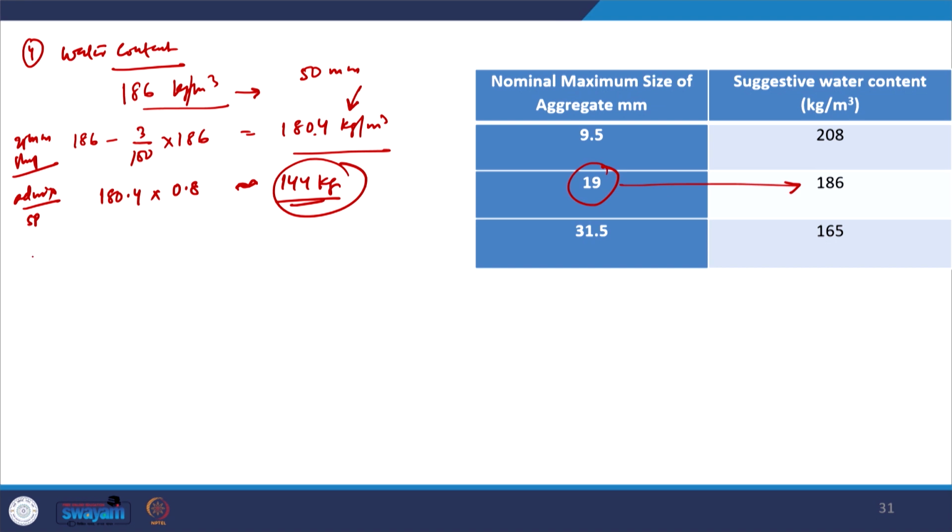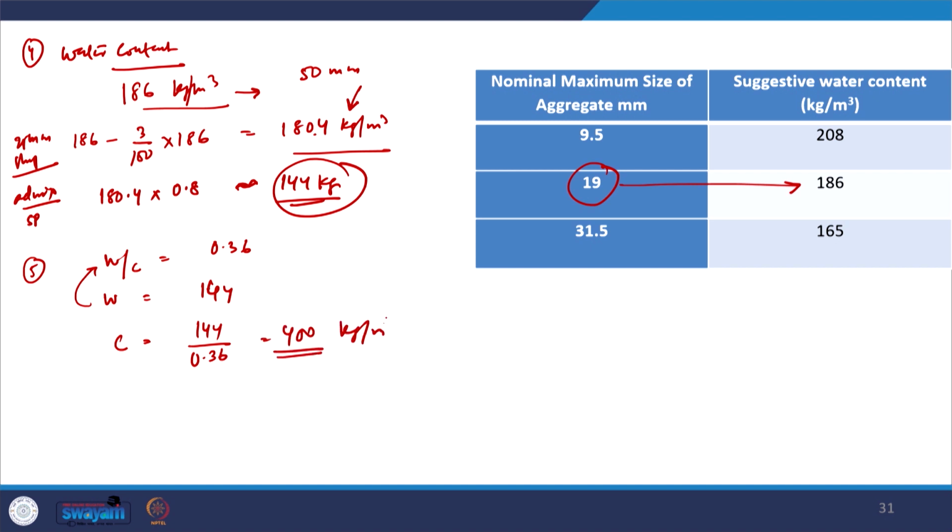So, now we know the water cement ratio and we know the water content. The w/c ratio is 0.36 and the water content is 144, so the cement content is equal to 144 divided by 0.36, which is equal to 400. Same value which we got the last time. Again we will apply two checks here. The minimum is 360, so it satisfies the minimum criteria. The maximum is 450, it satisfies this criterion also. So, we are good to go ahead, all right.